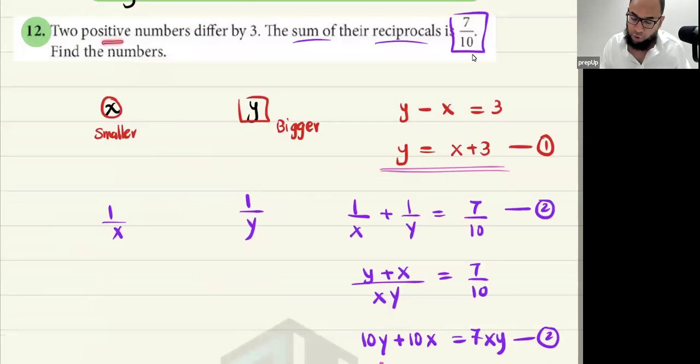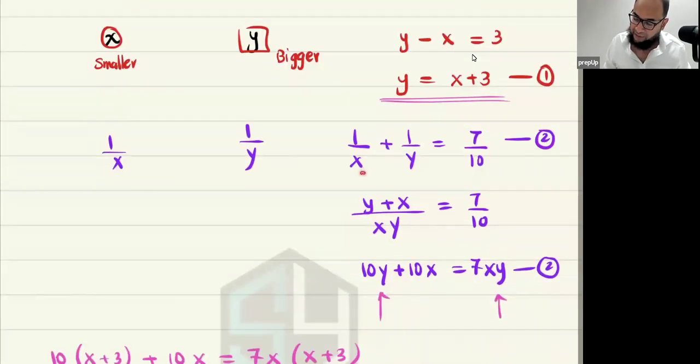Two positive numbers differ by 3. So they are positive. y minus x is 3. y is the bigger one, so y is x plus 3. The sum of the reciprocals is 7 over 10. 1 over x plus 1 over y is 7 over 10. And this is y plus x over xy, which is 7 over 10. So 10y plus 10x is 7xy.